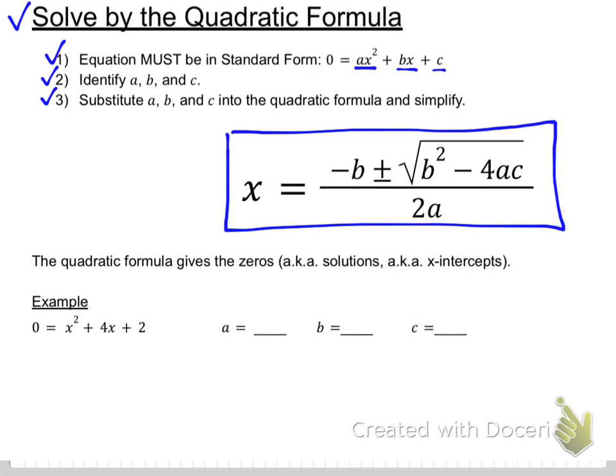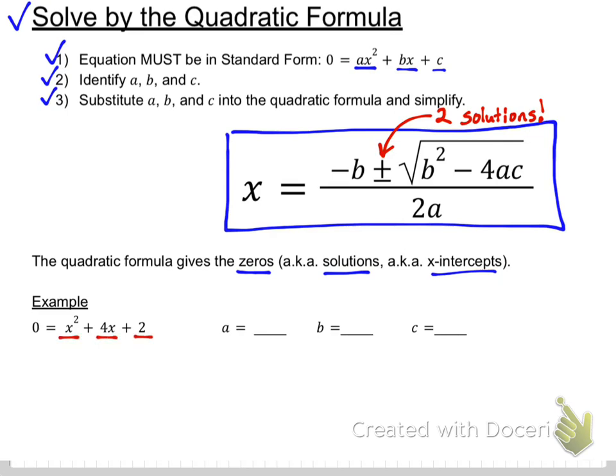Now, what do I mean by x equals? I mean that as long as that equation up above is equal to 0, x equals the two solutions. Now I say two solutions because of the plus or minus. Remember, and we'll look at this in a little bit, the plus gives one solution, the minus gives another solution. And the quadratic formula gives you the zeros. That's also known as the solutions, that's also known as the x-intercepts. Remember that all those three things are the same.